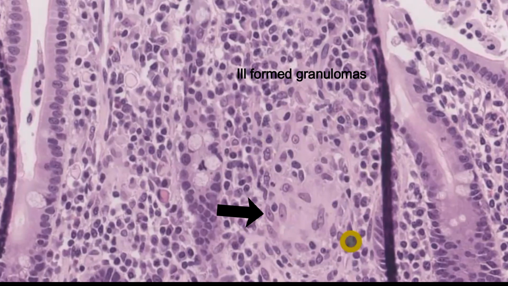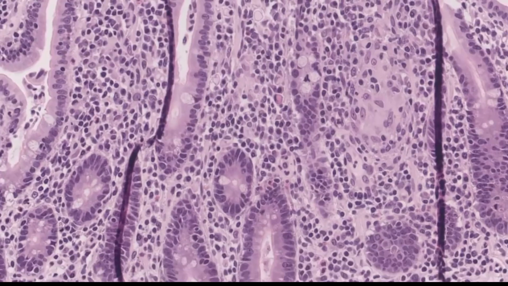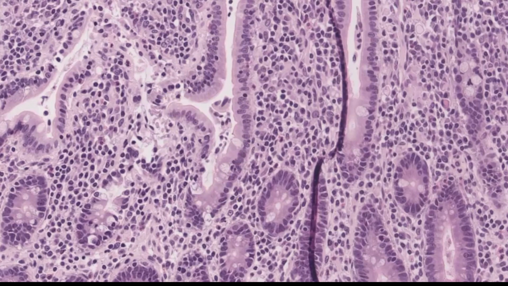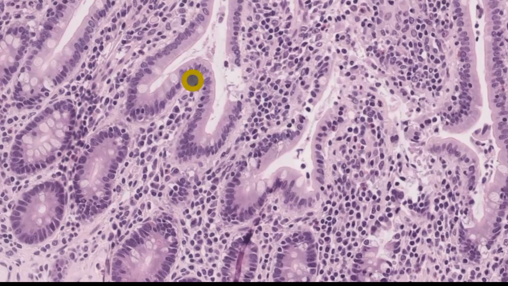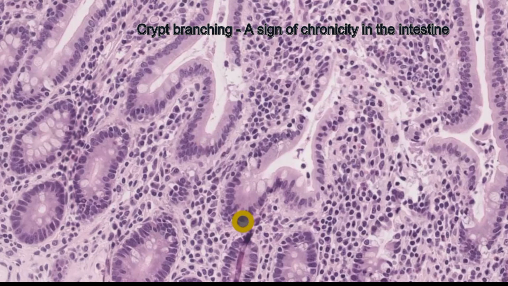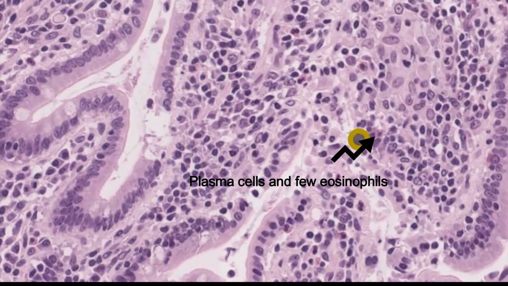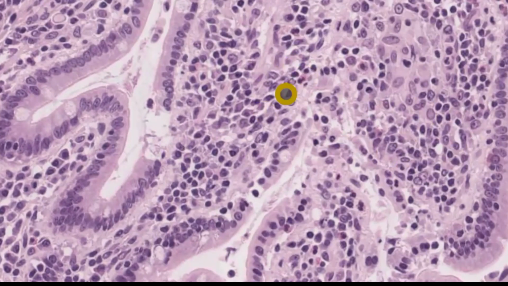It's not necrotizing, right? And you can see there are a few crypts over here where there is crypt branching, crypt branching again. So these crypts are definitely branched. Crypt branching is an important change of chronicity. And we do have lots of plasma cells over here. And apart from plasma cells, we can also see a few eosinophils here and there.